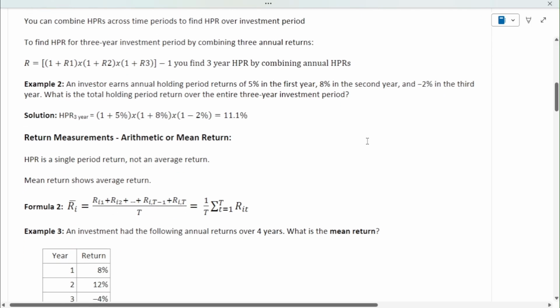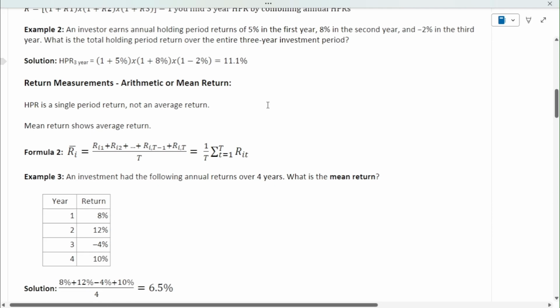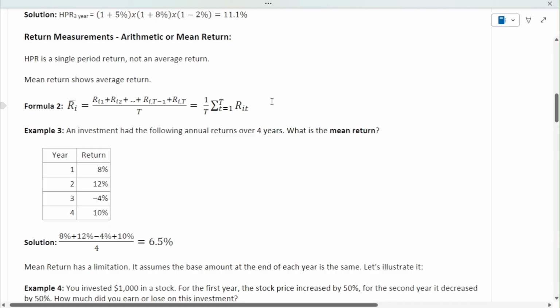An investor earns annual holding period returns of 5% in the first year, 8% in the second year, and minus 2% in the third year. What is the total holding period return over the entire 3-year investment period? We are going to use the formula here, and it is going to be 11.1%. So, what does it mean? It means for the 3-year investment period, although you earned annually 5%, 8%, and minus 2%, your overall return for 3 years is 11.1%. But as I have explained in the beginning, HPR is a single period return.